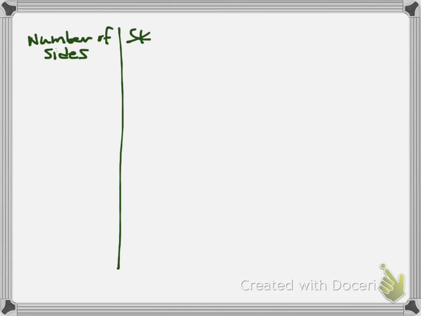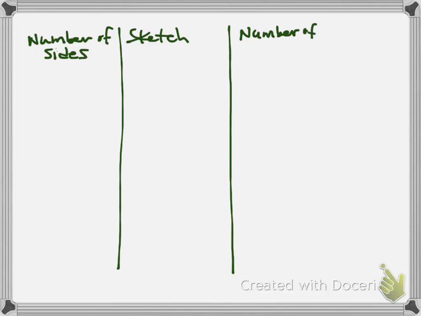sketch. So we're going to actually draw a little picture. We're going to write down the number of triangles, because in our sketch we're going to see how many triangles we can create in our shapes. And then we're going to have the sum of the measures. And when we talk about angle measures, we're talking inside angle measures.